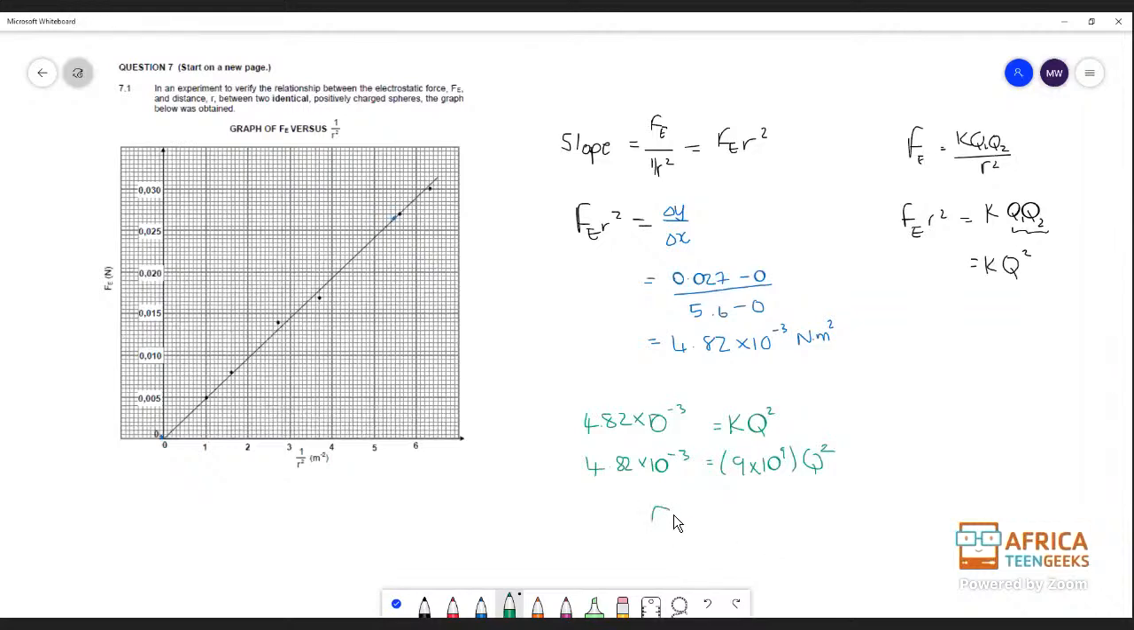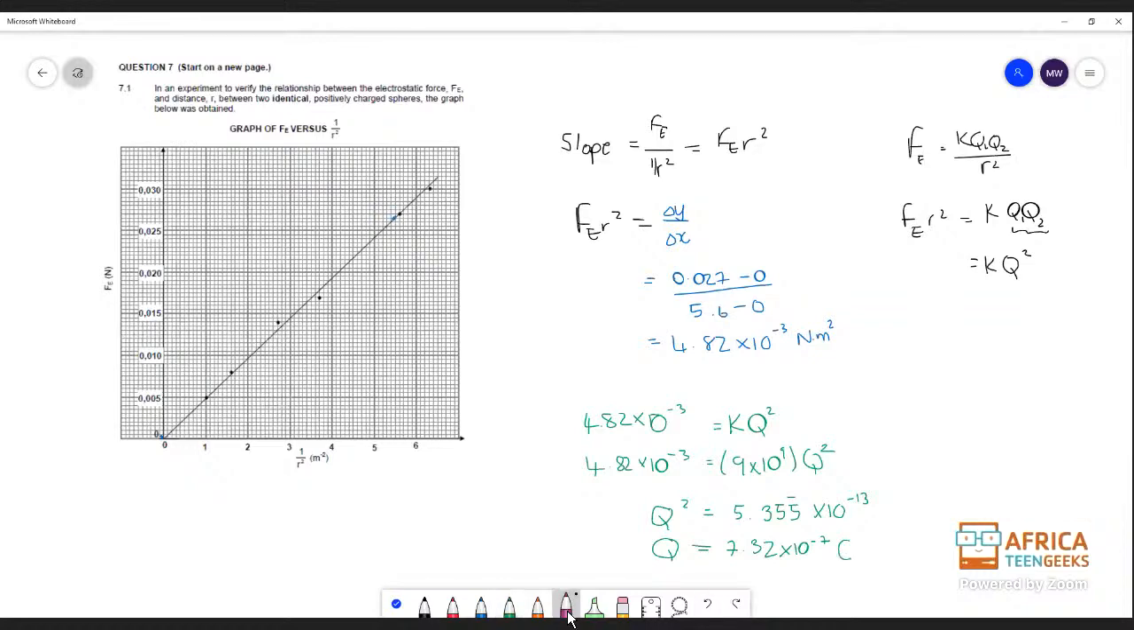And if you divide them, you get Q squared is equal to 5.355 repeating times 10 to the negative 13. And if I put that into my calculator, I get a value of Q is equal to 7.32 times 10 to the negative 7 coulombs. And that's your final answer.